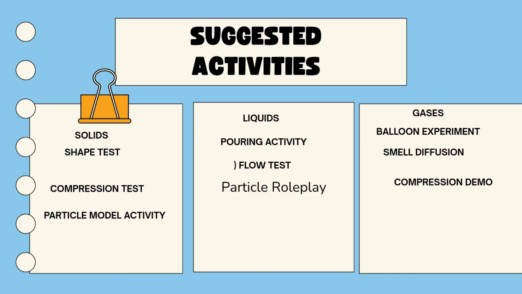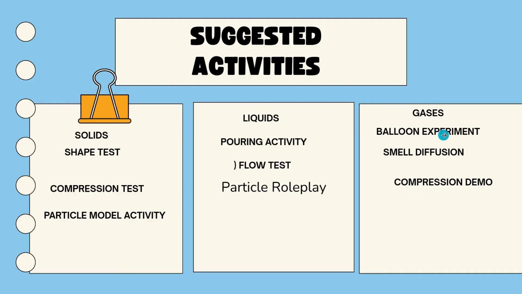Let's look at the flow test. Tilting the container, whether the glass or the bottle, you're going to observe that the liquid is going to flow. Now let's try a role play for the particles. So learners can be able to stand next to each other, or you can try it with your friends, and you leave some space in between. So this way you would have demonstrated that particles are close together but not as tightly packed.